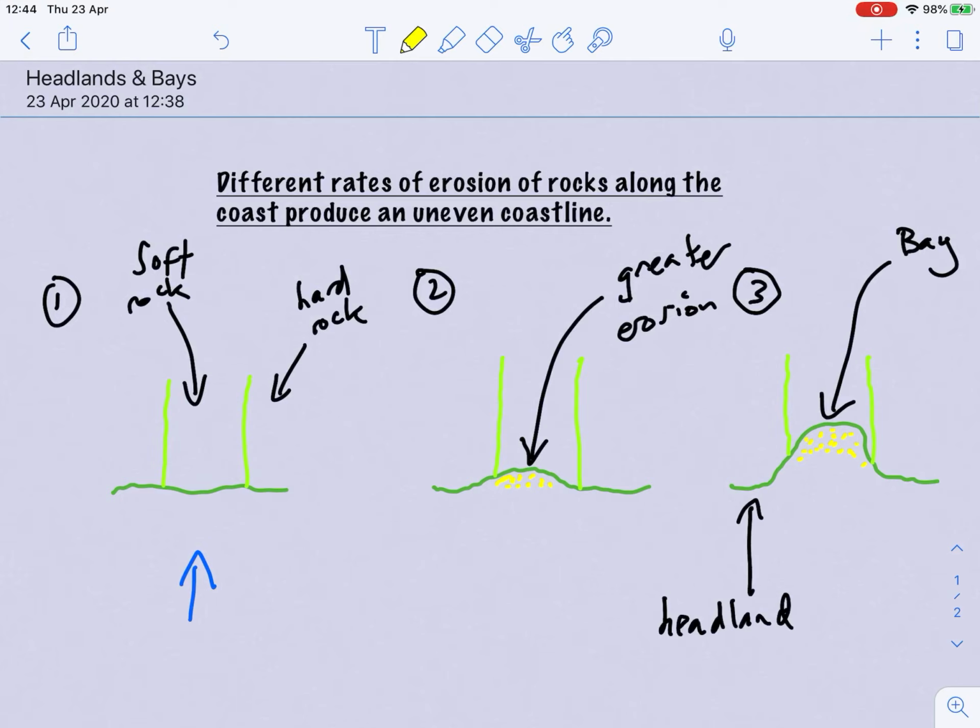And this is a common shape for coastlines around Britain. You may have found yourself on a headland looking out to sea with the waves crashing around you, and I'm sure more commonly you find yourself on a beach where you can see the circular bay around you and headlands to either side. So that's headlands and bays.